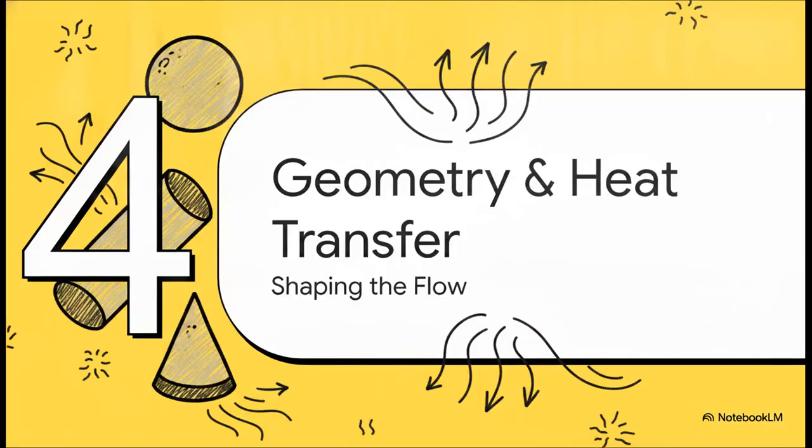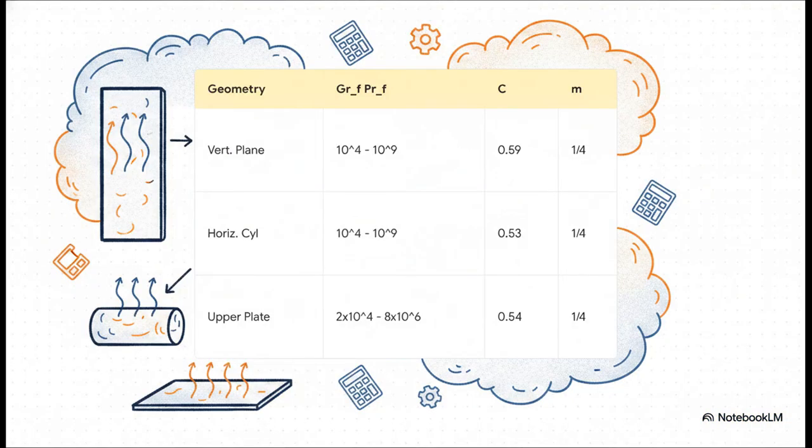That brings us to Section 4, Geometry and Heat Transfer, Shaping the Flow. Over the years, scientists have found that average free convection heat transfer coefficients can be represented by a standard functional form, and it relies on two empirical constants, C and M. Check out how those constants change based on geometry. A vertical plane has a C of 0.59, but turn that into a horizontal cylinder, and C drops to 0.53.